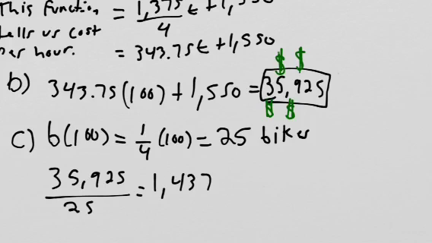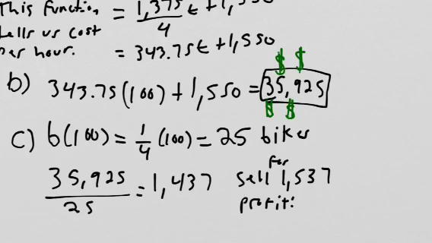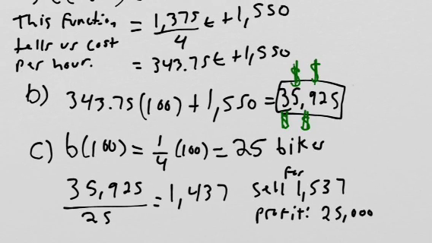So if we sell them for maybe $1,537, that means we're making a $100 profit on every bike, which means that we will make a profit of $2,500. And then all of that money now has to go into paying our employees and whatnot, but that's probably included in the cost of running the factory. So that is nice money that we can now use to expand our company.